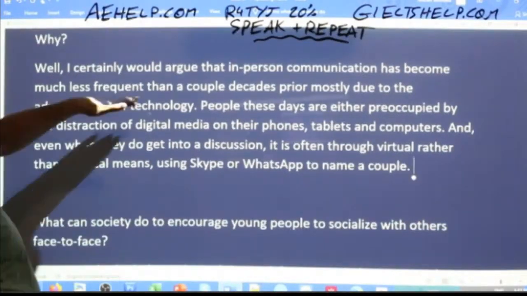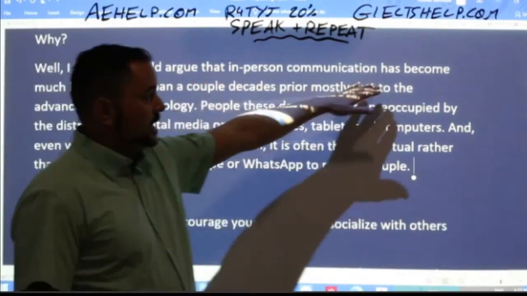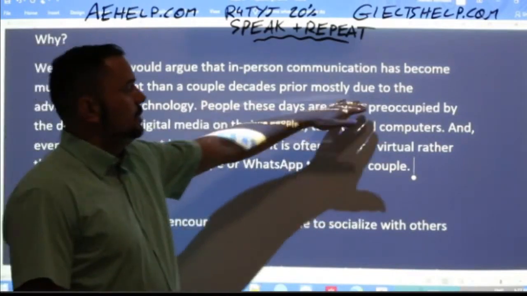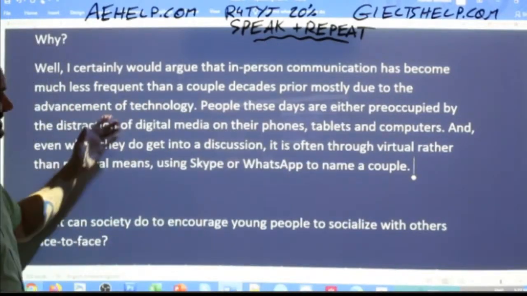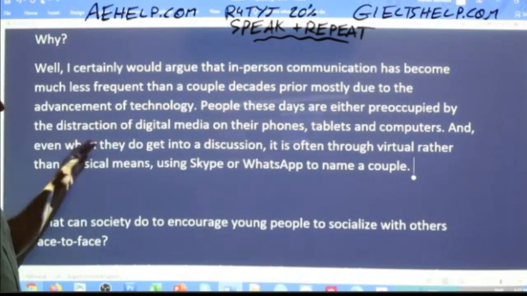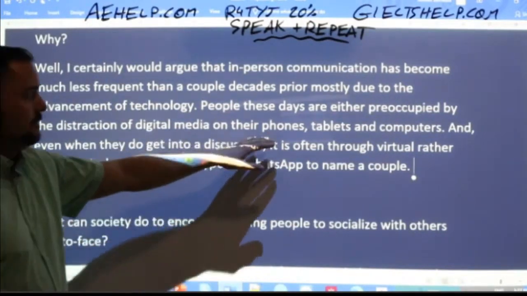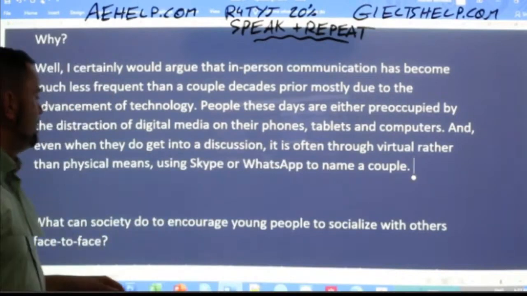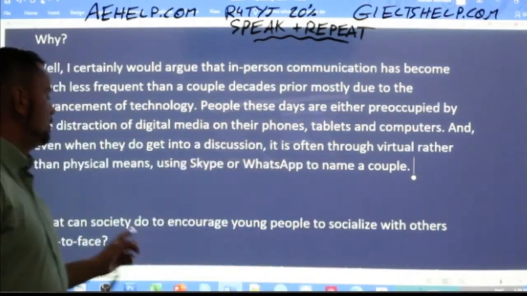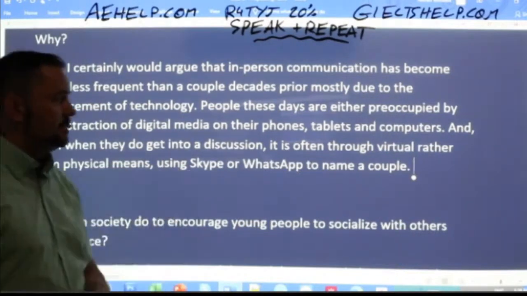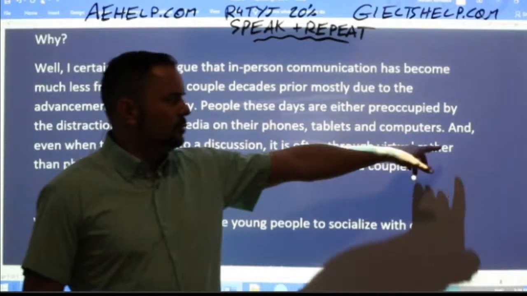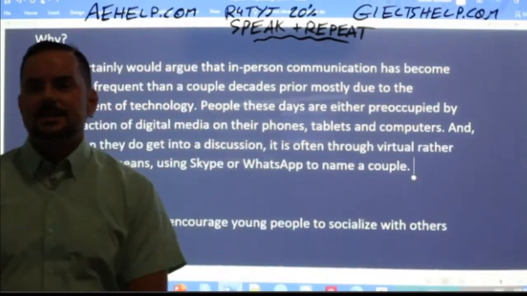Well, certainly I would argue that in-person communication has become much less frequent than a couple of decades prior, mostly due to the advancement of technology. People these days are either preoccupied by the distraction of digital media on their phones, tablets, computers, and even when they do get into discussion, it is often through virtual rather than physical means, using Skype or WhatsApp. And I would probably change that to or. Makes a little bit more sense, either or.